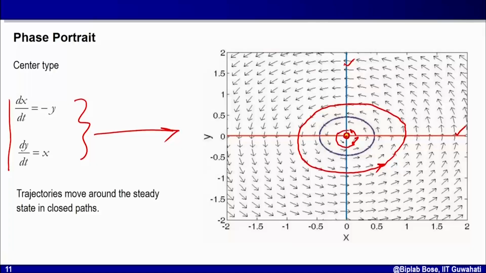So in this case, the steady state is obviously unstable. If you move away from it, you don't have any stability. You do not go back to that. But if you are slightly away from it, you are in a closed path. So that's why it is called center type.